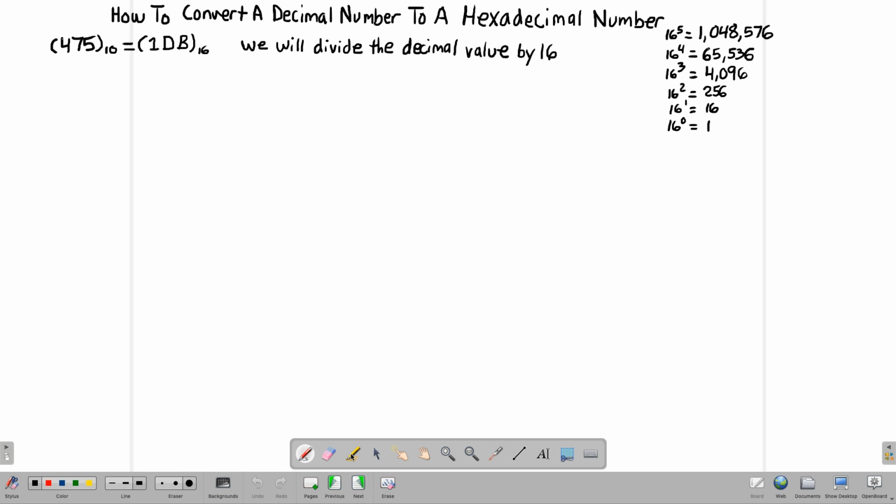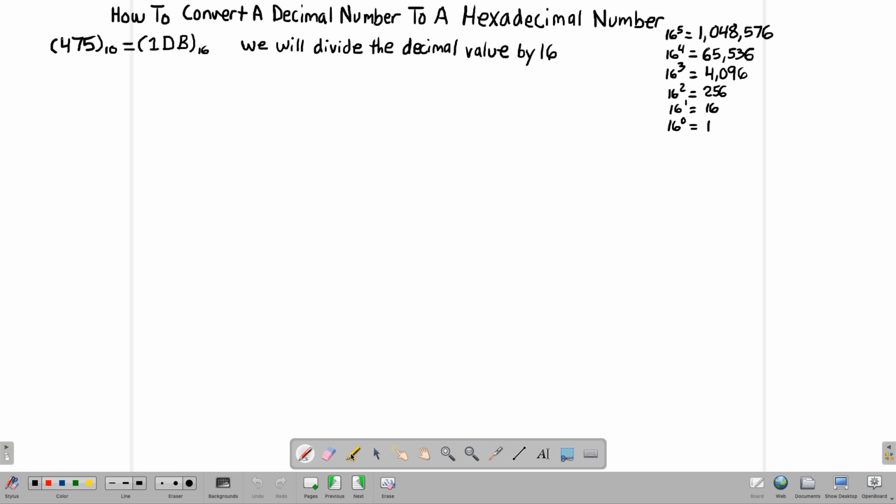In this case, our expected value would be 1DB. Now, we have some notes to the right. We start off with 16 to the fifth power is 1,048,576. We have 16 to the fourth power is 65,536. We have 16 to the third power is 4,096. We have 16 to the second power is 256. And we have 16 to the first power, of course that's 16. And anything to the 0th power is 1. We will use this in the computation.